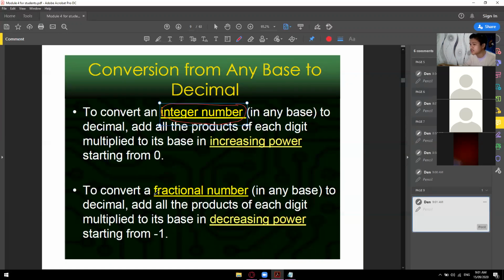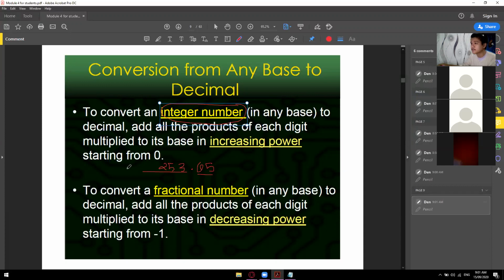And then if it's a fractional number, to convert a fractional number in any base to decimal, add all the products of each digit multiplied to its base in decreasing power starting from -1. So mula sa dot, okay? So of course, yung part dito is whole number. Kasi meron tayong 253.65. Okay? So itong part na to sa right is fractional number.